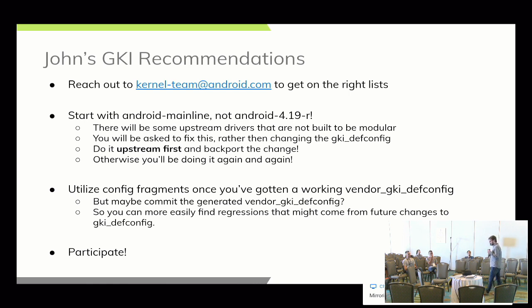Third thing was just to use config fragments. Again, as I mentioned, once you've gotten that working vendor GKI defconfig. But once you do have that config fragment, I still recommend that the generated defconfig that you create, so when you take the GKI defconfig and merge it with your config fragment, the resulting defconfig, I would commit that to your tree. And the reason is as changes come in through the GKI defconfig, it'll be helpful that if you do run into a regression, it's easier to back up and figure out what might have changed that broke you.